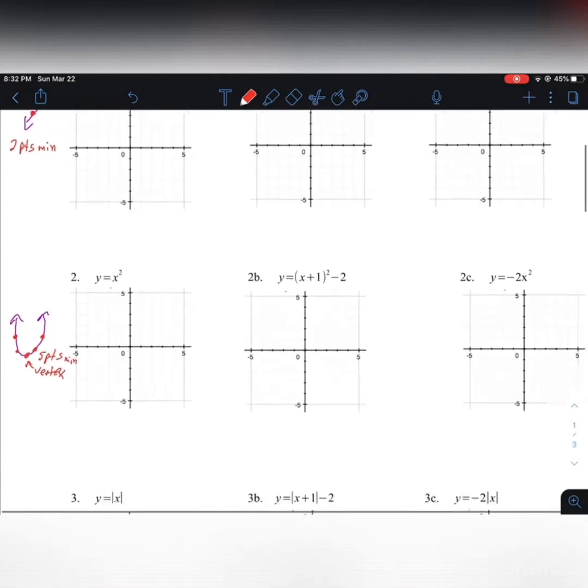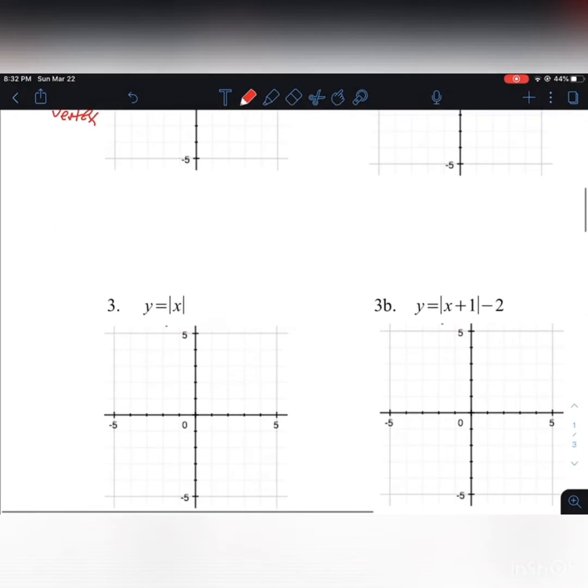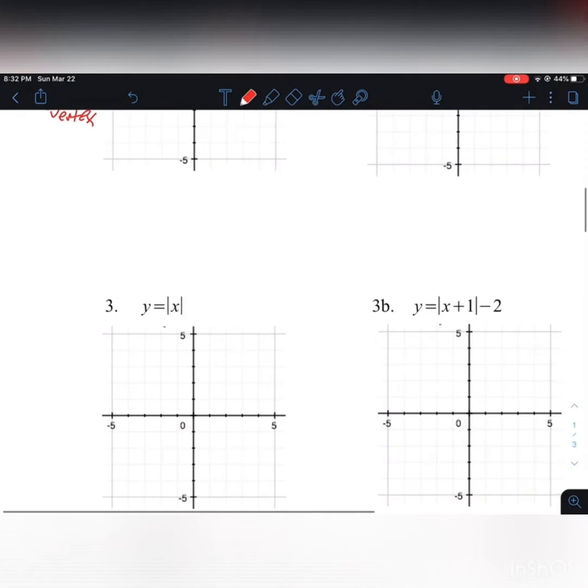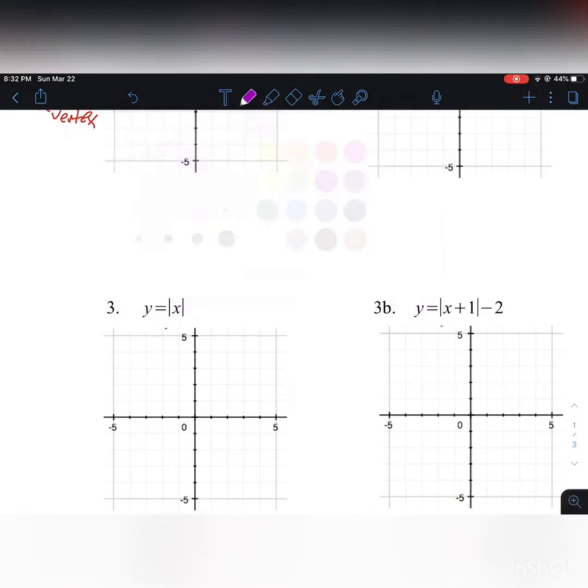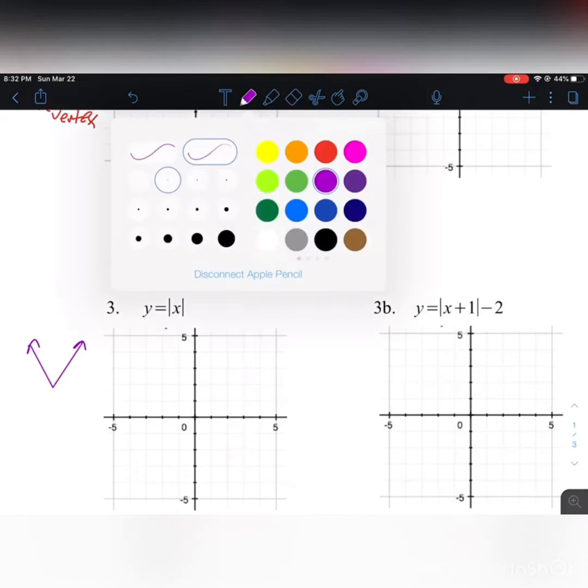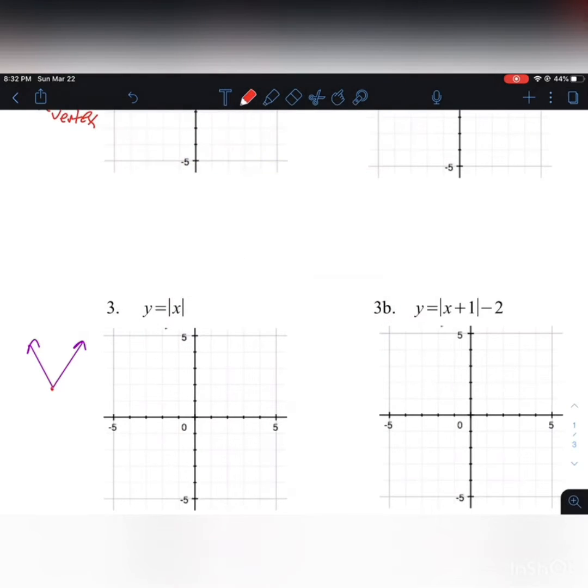For your absolute value, if you recall a little bit ago, we talked about that one being V-shaped. And that one, you would need the vertex. And since it's straight, you only need 1 point on either side for 3 points at an absolute minimum. You might end up with more, and that's acceptable, but this would be the minimum number of points.